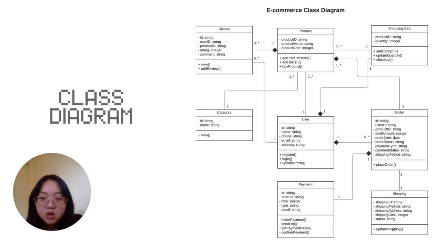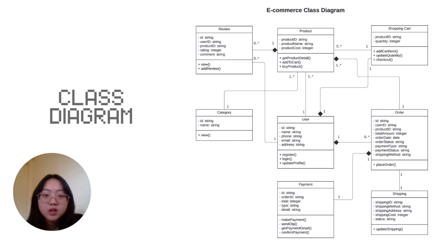Then for the category diagram, the function here is view. So the user can view categorizations of the products. Then for the review diagram, the functions are view and add review, so the user can view the reviews and ratings of selected products as well as add their own reviews and ratings if they ordered a product. And then for the product diagram, the functions are get product detail, like product size, color, and other product information, and then add to cart or buy product.